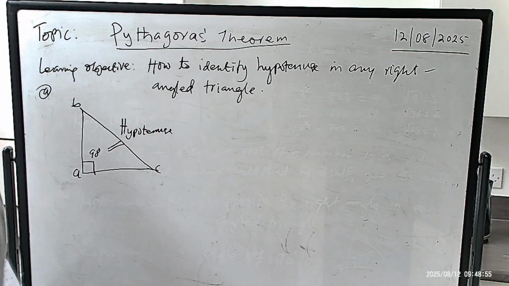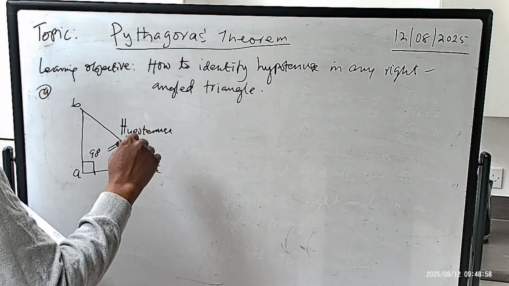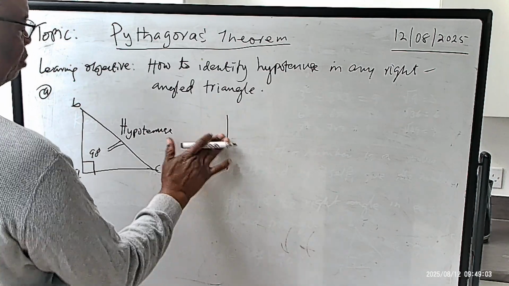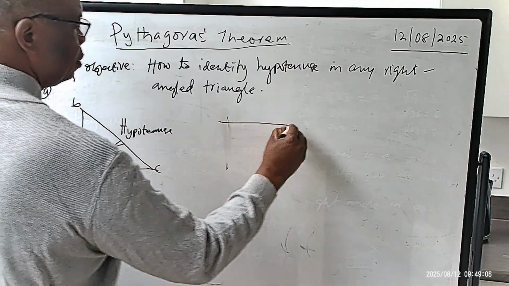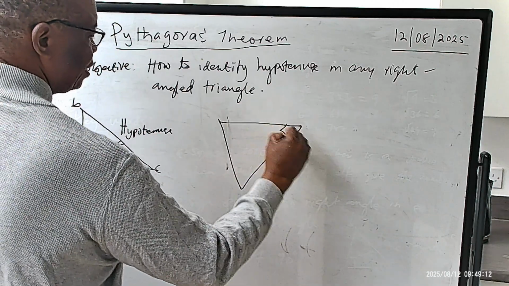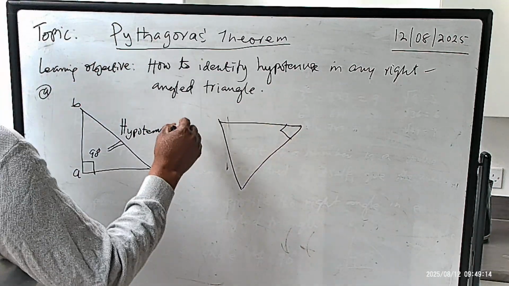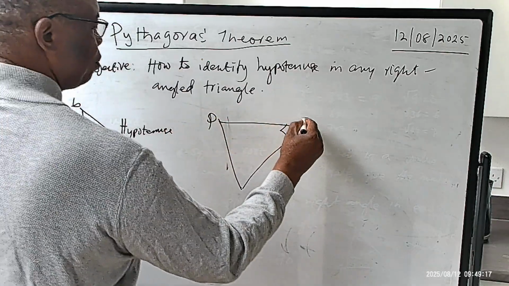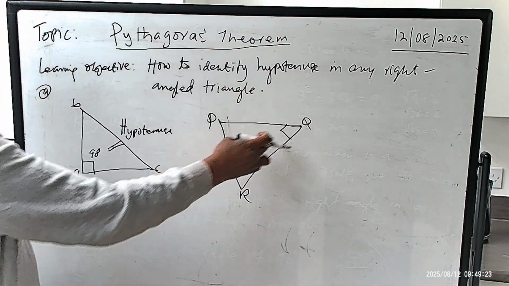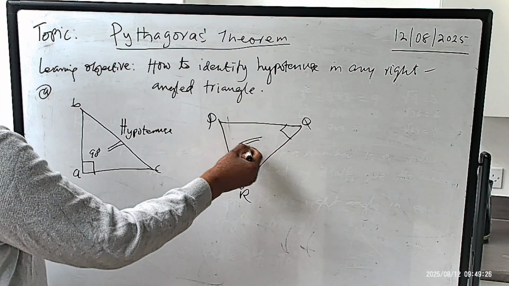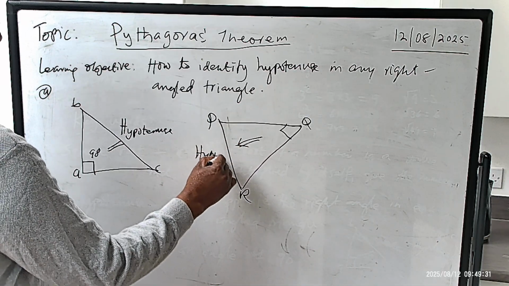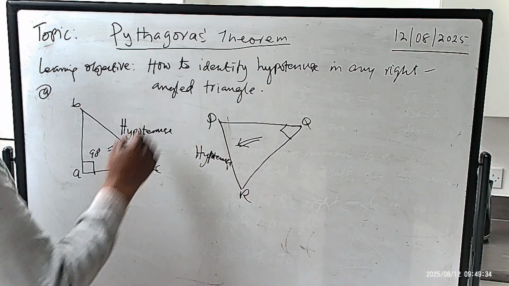Now, if I draw this again, another one, so you see some go like this, and here is this. Here could be P, Q, R. So which one is facing the 90 degrees now? You can see here. Here will be what? The hypotenuse.